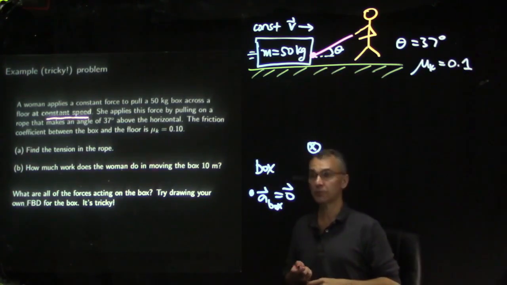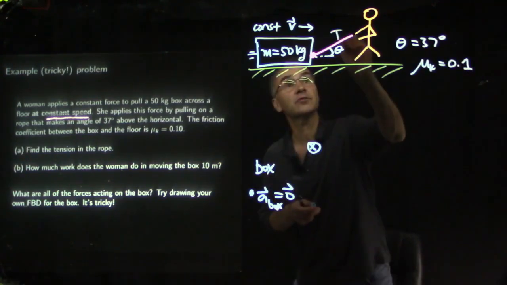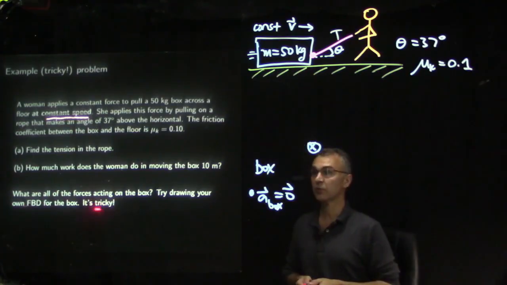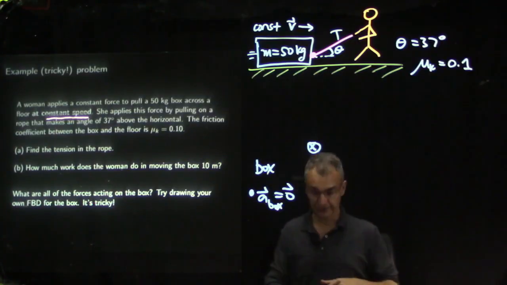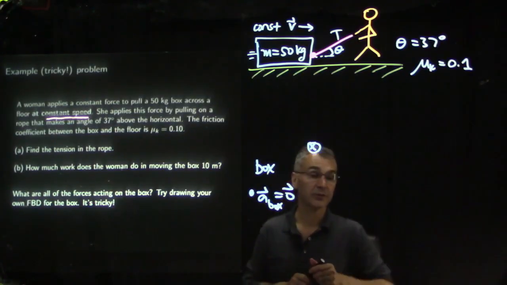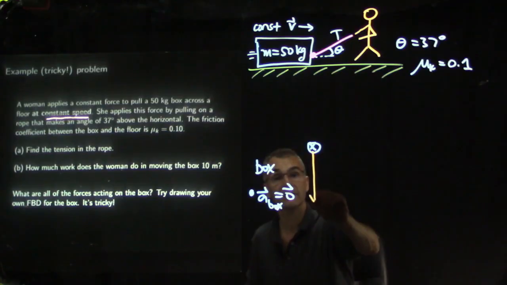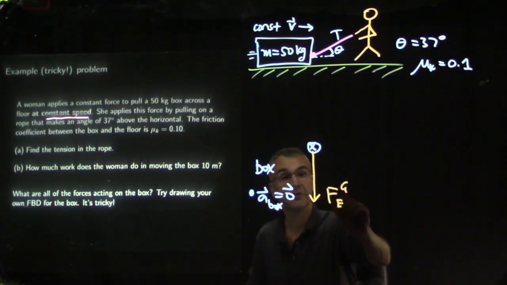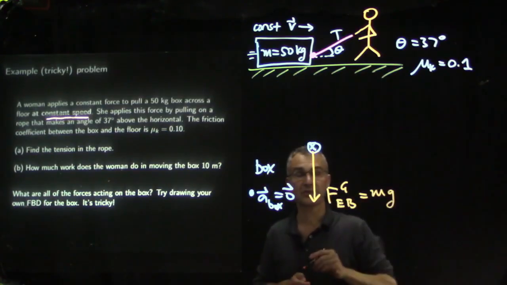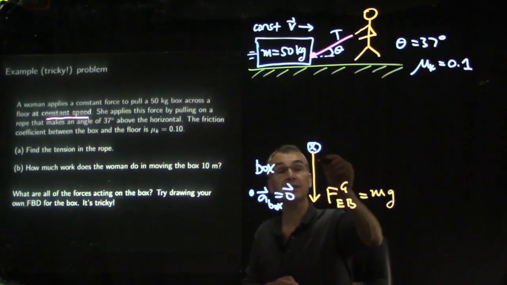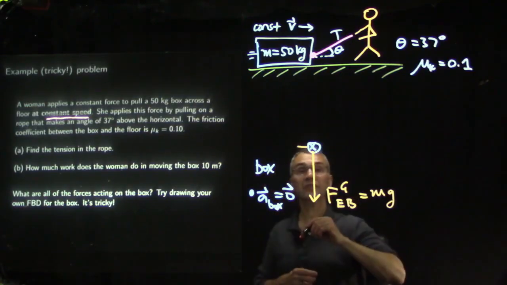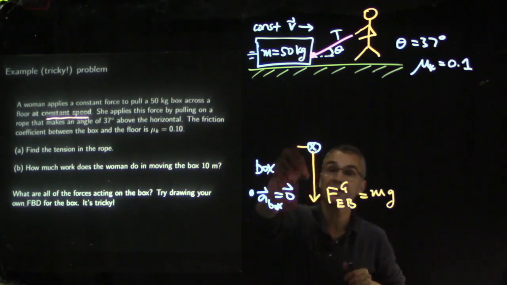How much work does the woman do moving the box 10 meters? Okay, so we'll find the tension in the rope first. What are all the forces acting on the box? This is very tricky. So let's try it first, and then we'll see what I did on my earlier diagram. So I guess we often start out with gravity. So there is F gravitational by Earth on the box, whose magnitude is mg. And if the box is moving to the right, then there must be a frictional force. Although let's not draw that just yet, because we're going to want to make it match something else to get constant speed. So let's not worry about that yet.